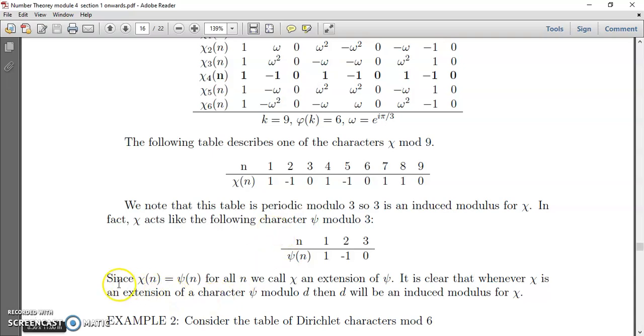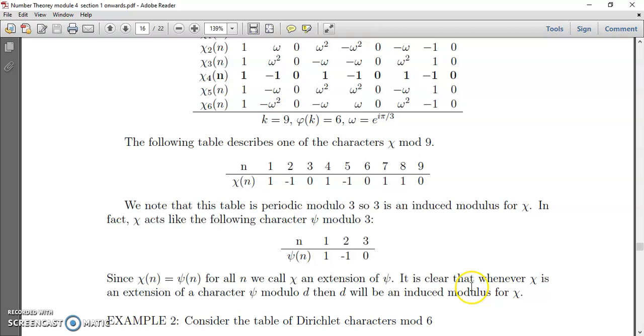So we can say that since chi of n is equal to psi of n for all n, chi is an extension of psi. So it is clear that whenever chi is an extension of a character psi modulo d, then d will be an induced modulus for chi. So we have found that 3 is an induced modulus for chi, and that chi of n is equal to psi of n, where chi is an extension of this psi.